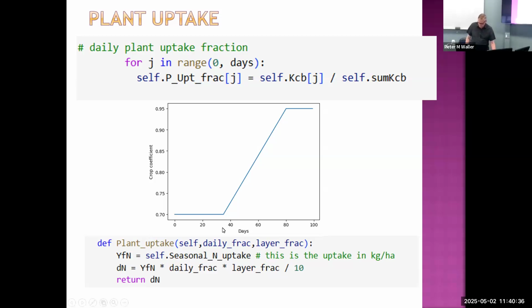And so I have a daily fraction of uptake, but I also have a layer fraction because the plant's taking up different amounts from different layers. So for this plant uptake function, I send it the daily fraction of the total seasonal and the layer fraction versus other layers. So it calculates the plant uptake in each layer.